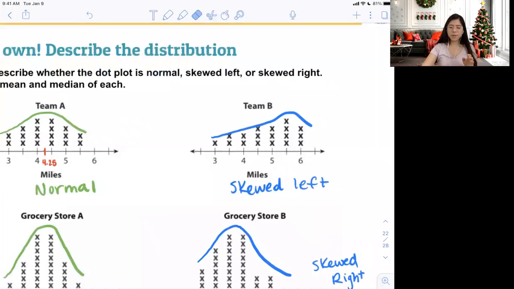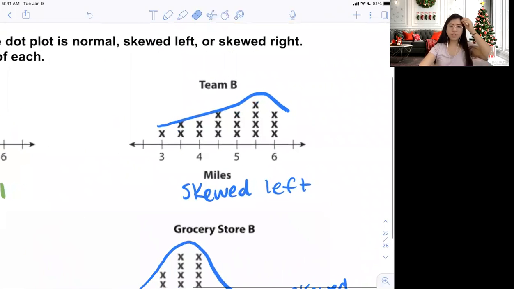So let's see what happens when something is skewed. Let's see what changes. Same thing, I want you guys to try it on your own. Start by calculating the mean. So we're going to add all those numbers. Same thing, 3 plus 3.5 plus 3.5. Keep it going.